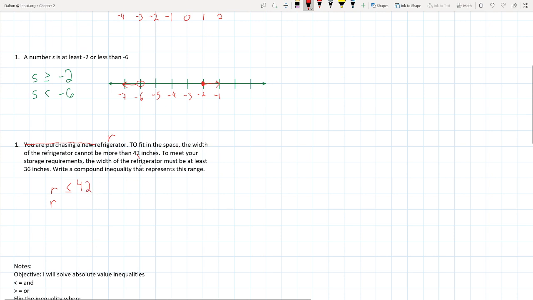For the other one, the refrigerator must be at least 36 inches, that at least tells me that it's equal to, and it can be more than 36 inches, but it can't be any smaller than 36. So, R is greater than or equal to 36. Now, if you combine these, you'd get 36 is less than or equal to R, which is less than or equal to 42. And that's the warm-up.